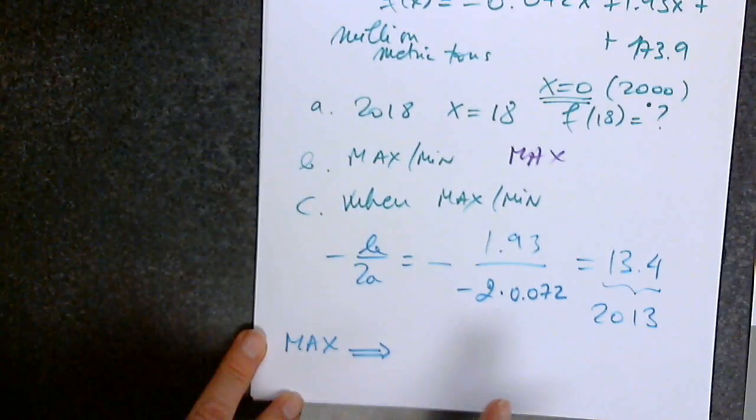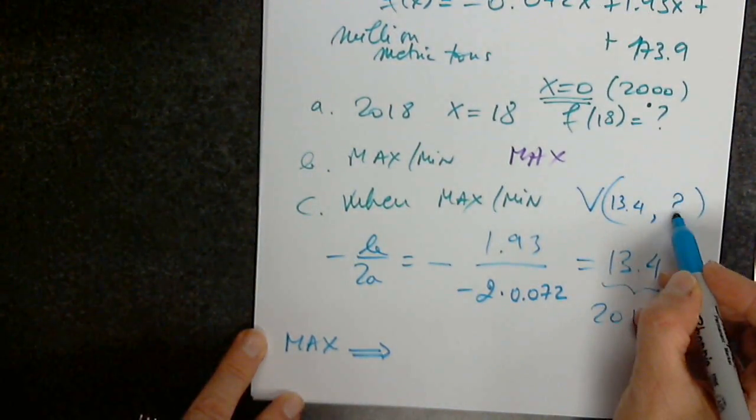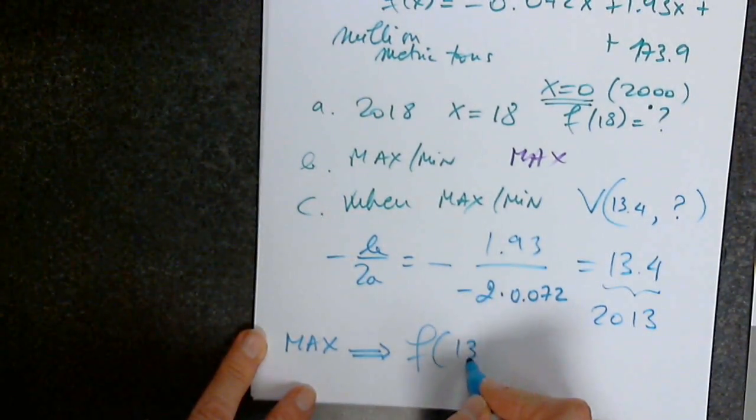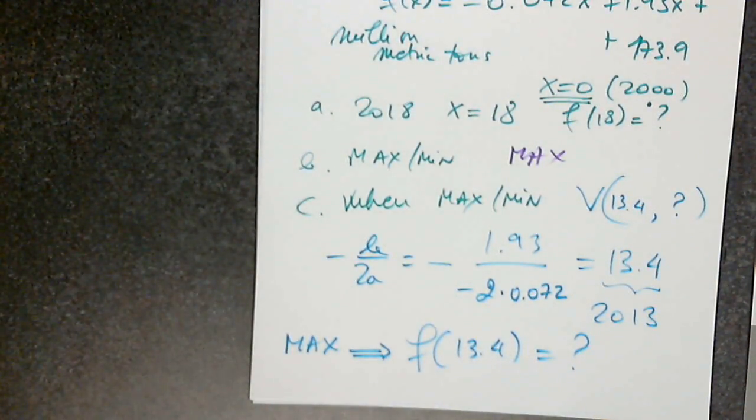Remember, this is the vertex. So this is 13.4. How do I find the maximum? Exactly. The maximum will be whatever I get for this. Indeed. Plug it in the function, and that's what it is.